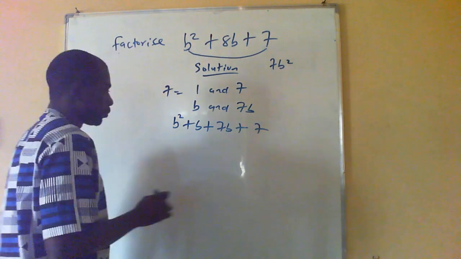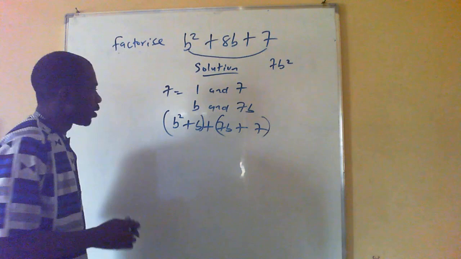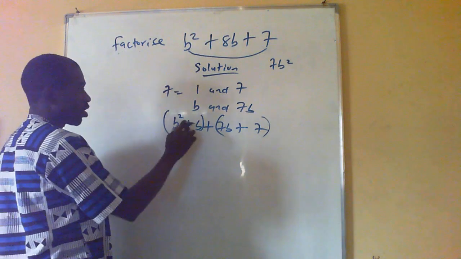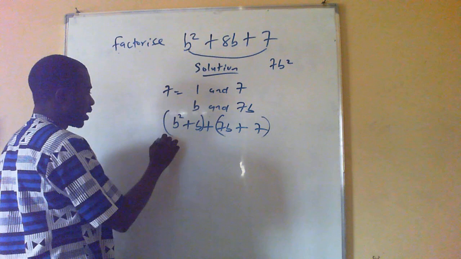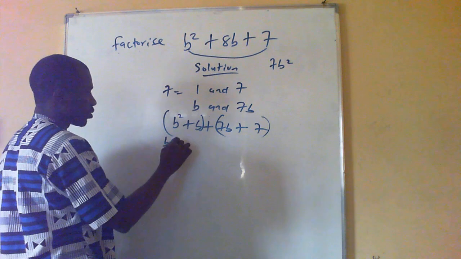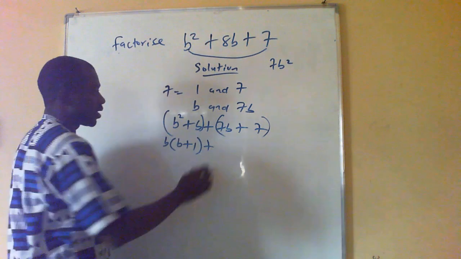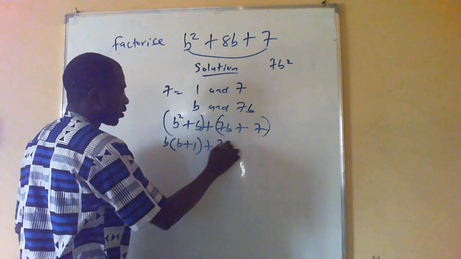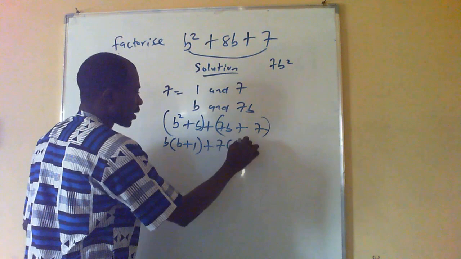We use factorization by grouping. We group them. What is the common factor between b squared and b? b, you bring it out, so b plus 1, close bracket. Now the common factor here is 7. You bring 7 out, open bracket, b plus 1.